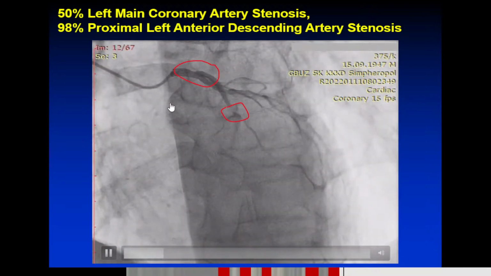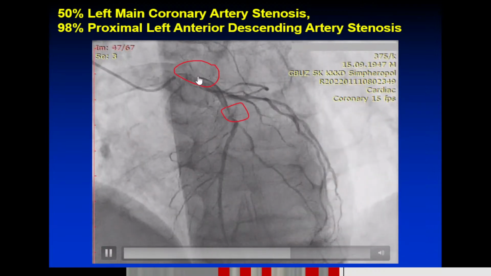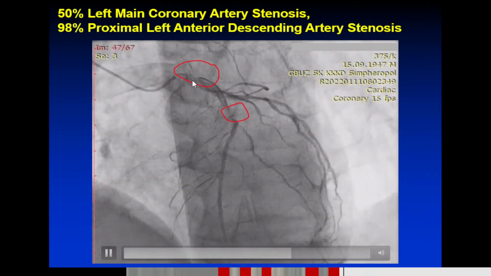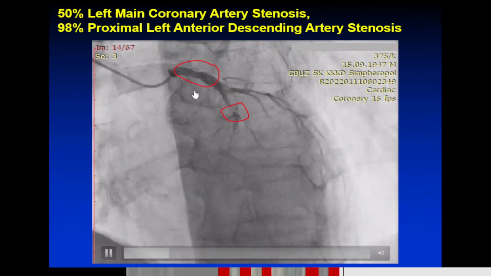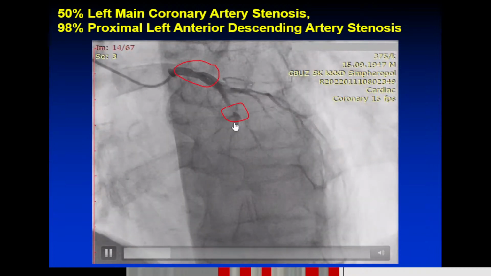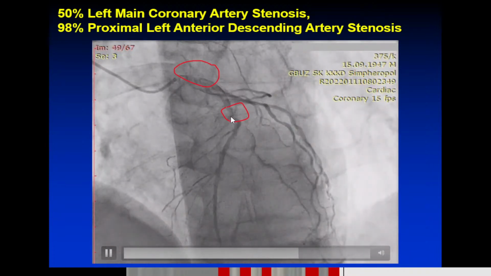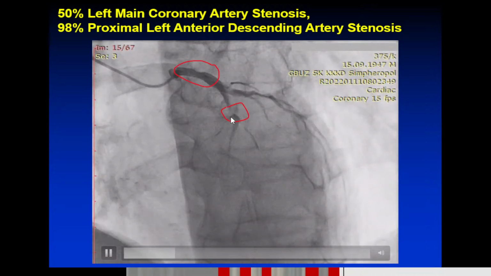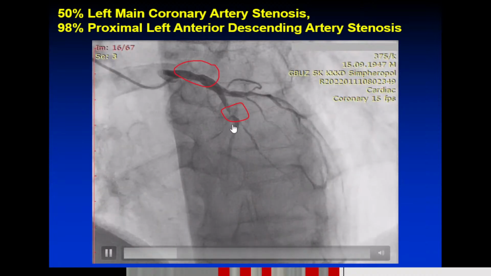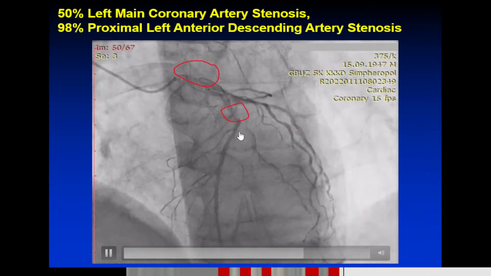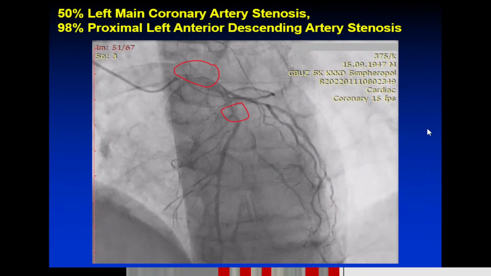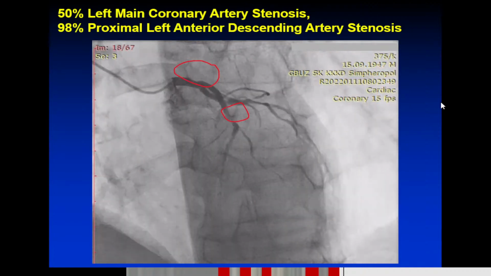another patient, with rather significant 50% stenosis of the left main coronary artery, and practically 98% proximal left anterior descending artery stenosis. It looks like a very, very thin thread here. So the same, the patient has a significant clinical picture of coronary artery disease.